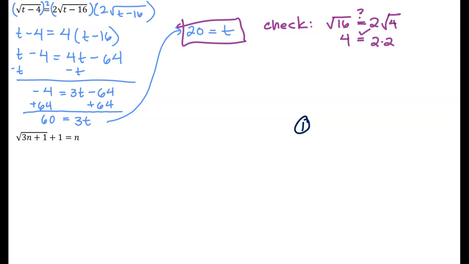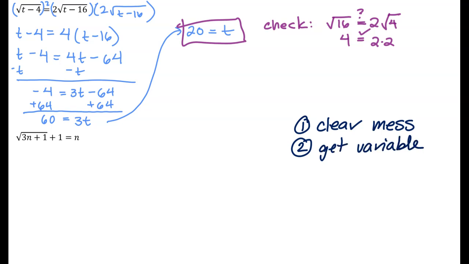Big strategy. Step number 1, clear mess. And by mess, I mean anything your variable is stuck in. Parentheses, square roots, fractions, which we'll work on next, anything like that you want to try and clear so that you can move your variables around as needed. 2, get your variables all on one side. And then from there, we're going to go to our usual strategies. Either it's linear or it's quadratic at that point. So whatever you would normally do for that kind of equation, go for it.